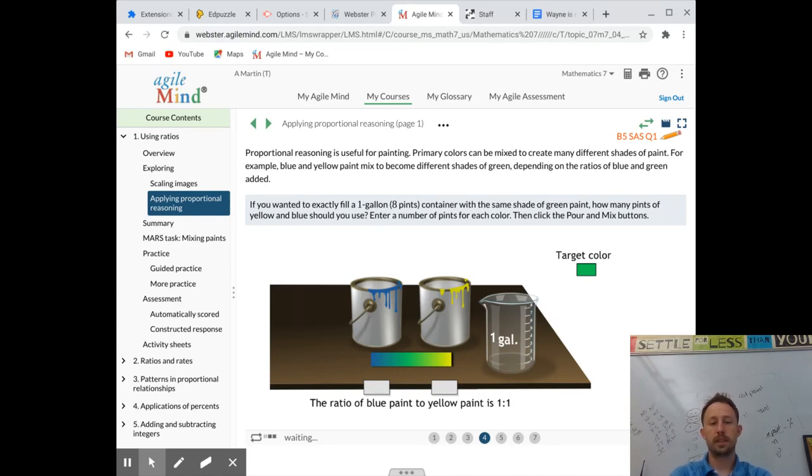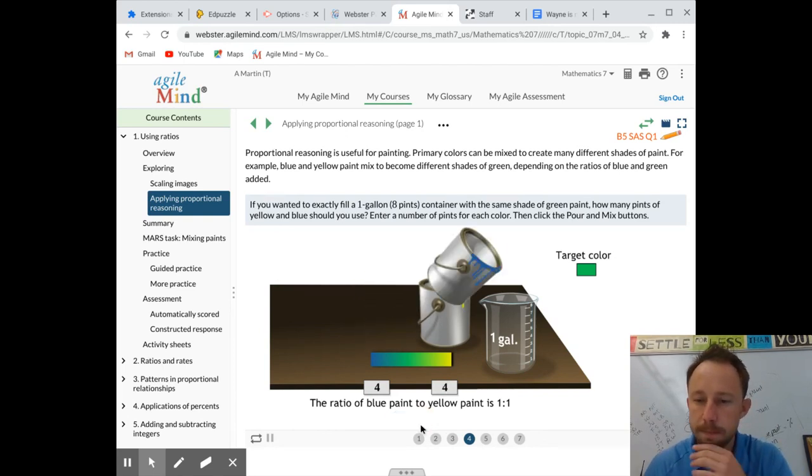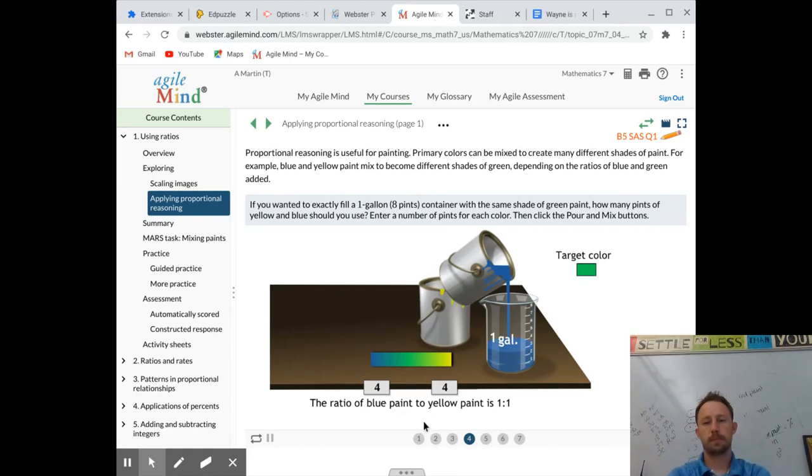Go ahead, Sierra. 4 to 4. All right, explain that to us because we have some people who are kind of confused, and I don't want anyone to be confused on this. You said 1 gallon is 8 pints and half of 8 is 4.